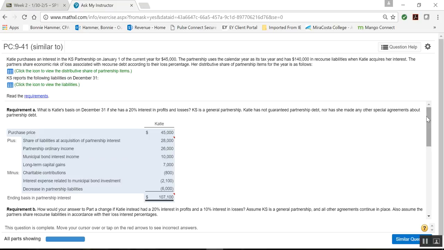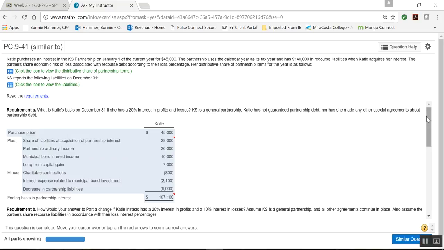The point of this problem is to calculate basis, Katie's basis in this partnership as of year end. And Katie purchases an interest in the KS partnership on January 1 of the current year for $45,000. Now, when she buys a piece of property, which is called a partnership interest, for $45,000 cash, what basis does she receive in that on day one, barring everything else? That's right, she receives a $45,000 basis. She bought some property in exchange for cash, and the fair market value and the basis of the cash is 45, so she receives basis equal to $45,000.